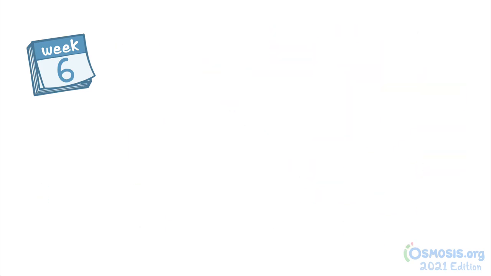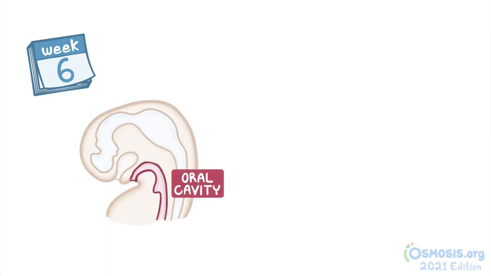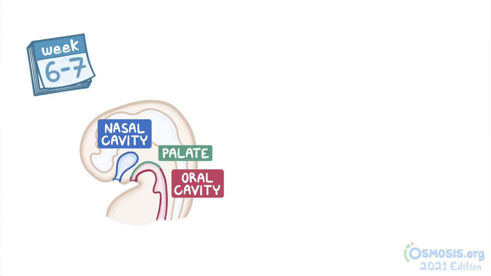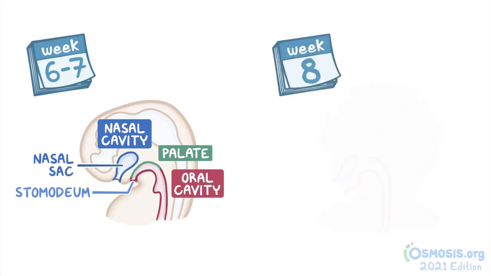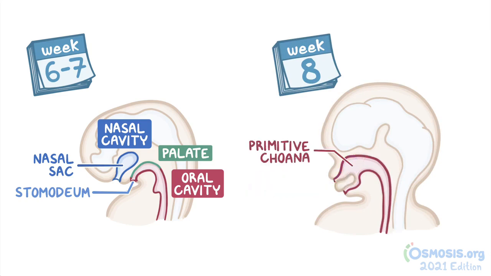Now, as the external face is developing, there are some structures developing on the inside as well. Most importantly, the oral cavity, nasal cavity, and the palate. During weeks 6 and 7, the two nasal pits burrow deeper and backwards just above the stomadeum, forming the nasal sacs behind the intermaxillary segment. By week 8, the oronasal membrane at the base of the nasal sac disintegrates, forming a primitive choana, which connects the nasal and oral cavities.